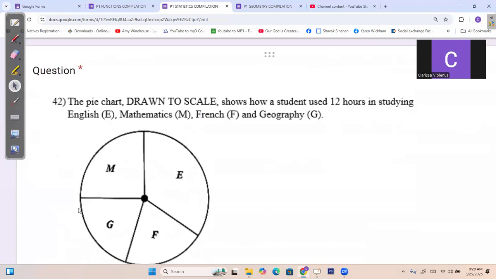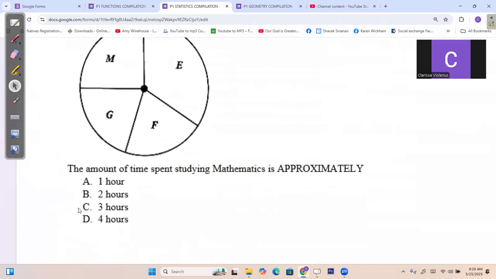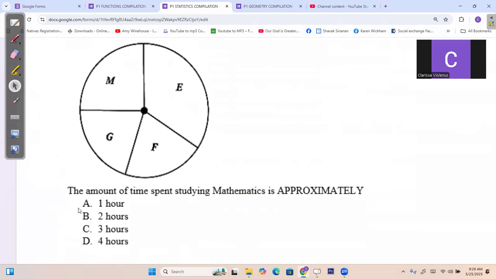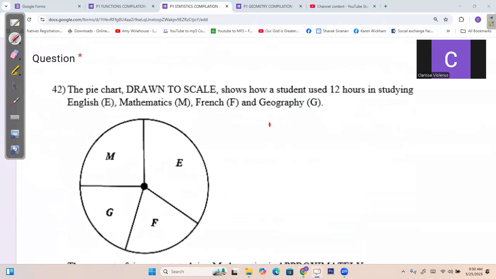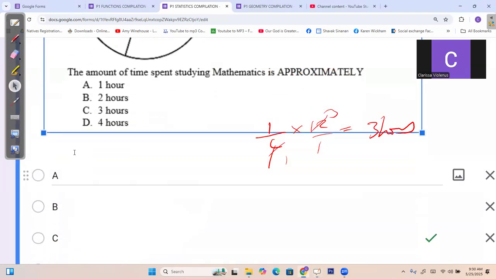The pie chart, not drawn to scale, shows how 12 hours are used in studying English and so on. The amount of time spent studying mathematics is approximately 90 degrees. Since 90 degrees is a quarter, a quarter of 12 hours is 3 hours. So it's 3 hours. So the answer is C.